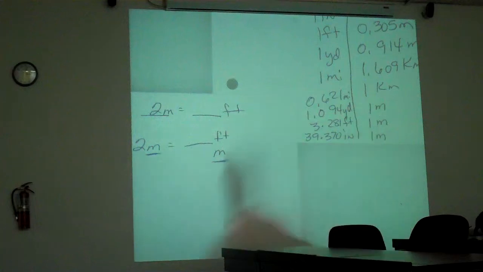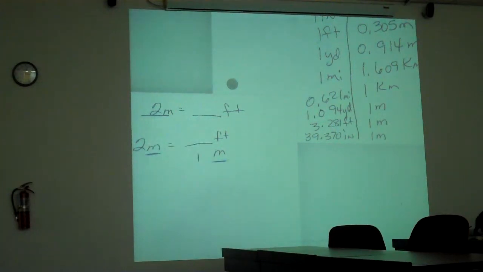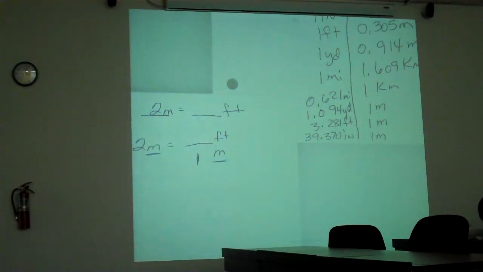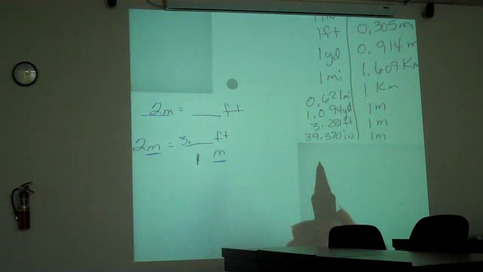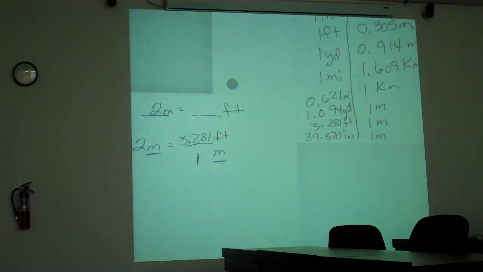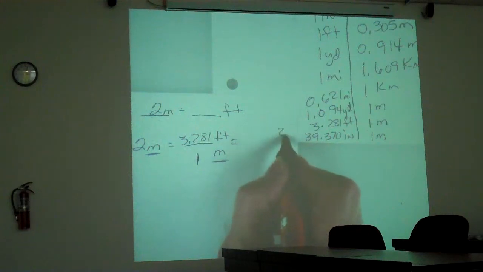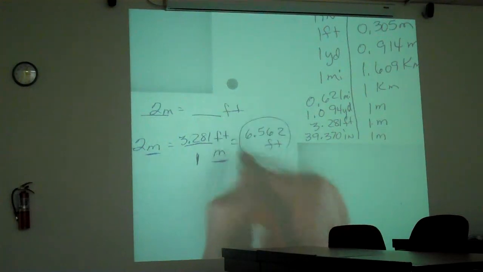If you put the 1 meter down here, you'll be multiplying the numbers. That would probably be the better one to use, where you have a 1 down here and you just have to multiply the top. So let's do 1 meter equals 3.281 feet. So 2 times 3.281 is 6.562 feet.